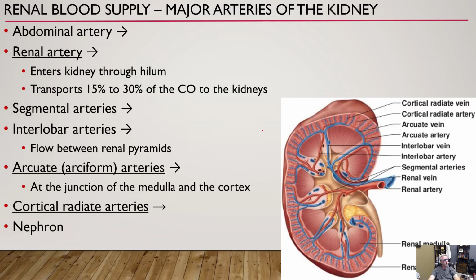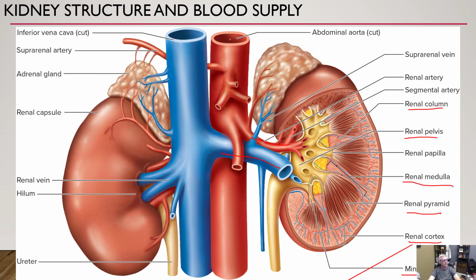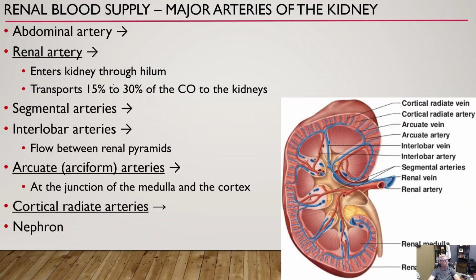All right, so blood flow in and out of the kidney. Arteries carry blood into the kidney and veins carry blood out of the kidney. So we have the heart, and we have the aorta that branches off the heart, and we have the descending aorta, and then eventually it's going to become the abdominal aorta. Here we can see the abdominal aorta, and eventually it's going to branch off into the renal artery. And that renal artery is going to enter the kidney through that hilum, and it's actually going to transport about 15% to 30% of the cardiac output to the kidney.